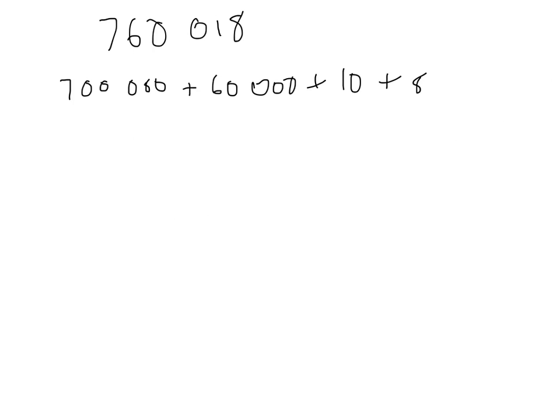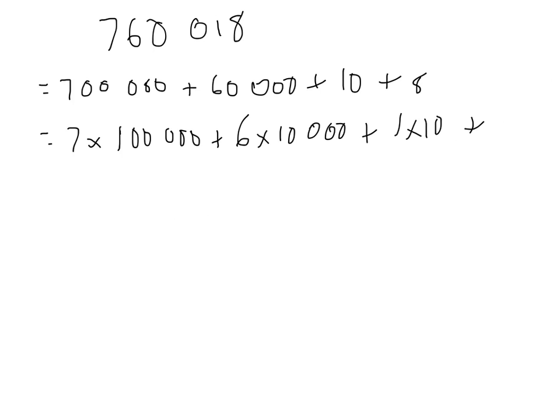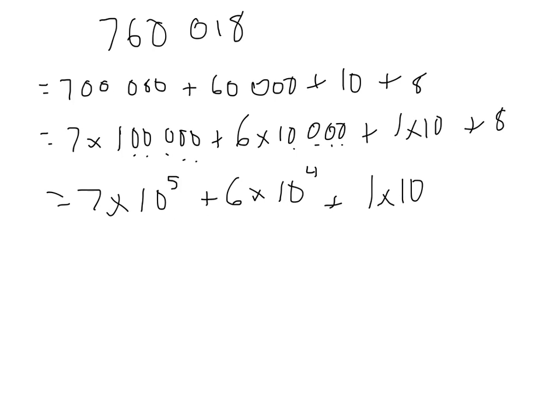So now we got to break these down with some multiplying. 7 times 100,000 plus 6 times 10,000 plus, well, 1 times 10 plus 8. 7 times, I'm going to count the zeros, 10 to the exponent 1, 2, 3, 4, 5. Plus 6 times 10 to the 1, 2, 3, 4. Plus 1 times 10 plus 8.